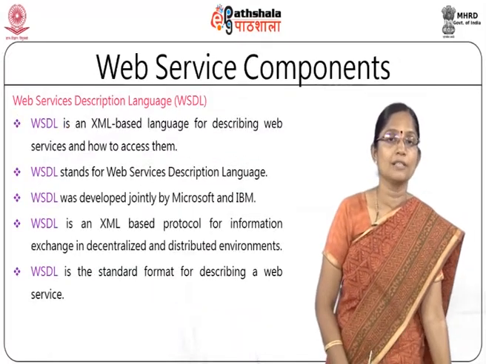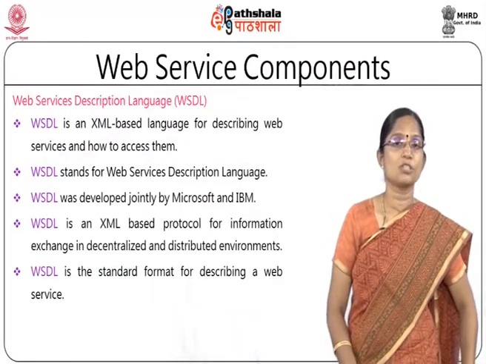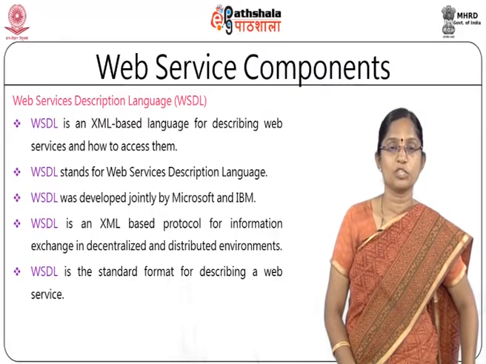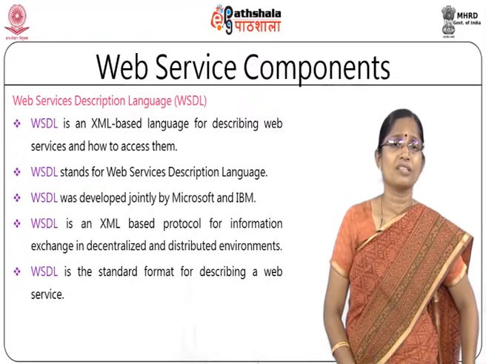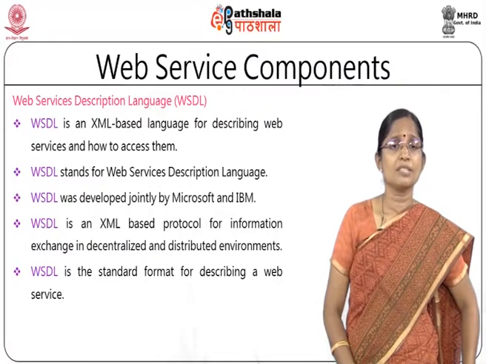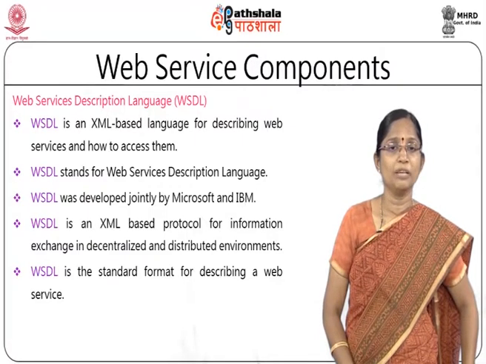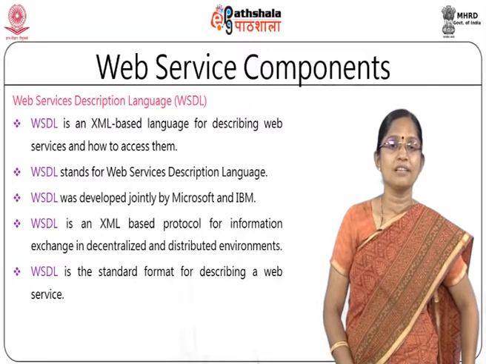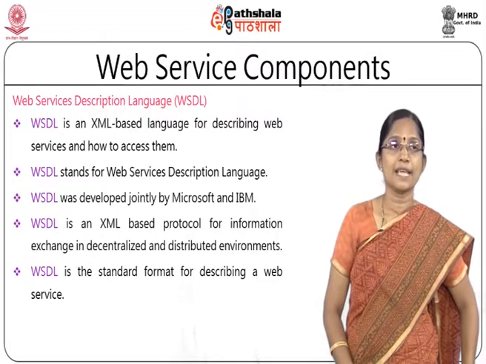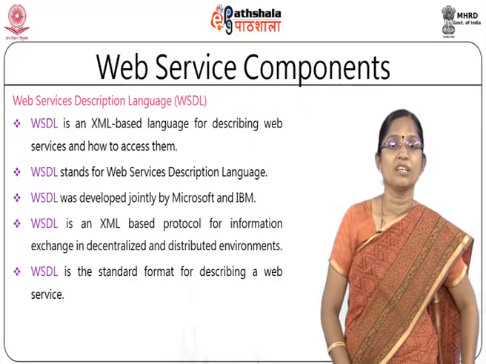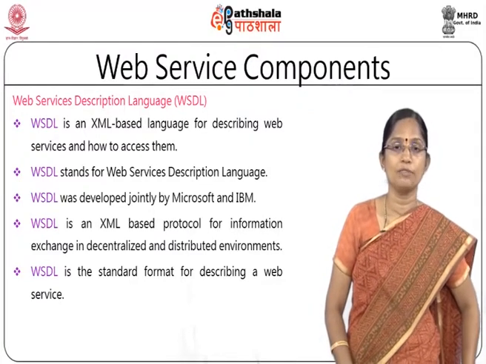Okay. Now let us look through the second web service component, which is called WSDL, Web Services Description Language. WSDL is an XML based language. This is used for describing web services and how to access them. This WSDL has been developed jointly by Microsoft and IBM. WSDL is an XML based protocol. Again, SOAP consists of XML. WSDL also is called an XML based protocol. This is used for information exchange in decentralized and distributed environments.